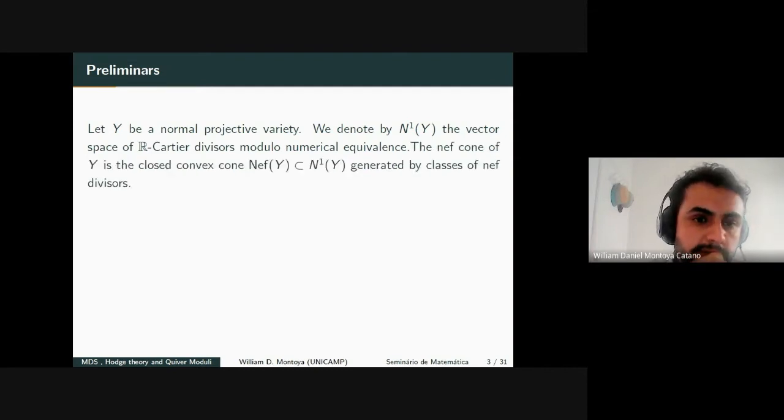Okay, the nef cone is the closed convex cone generated by classes of nef divisors.